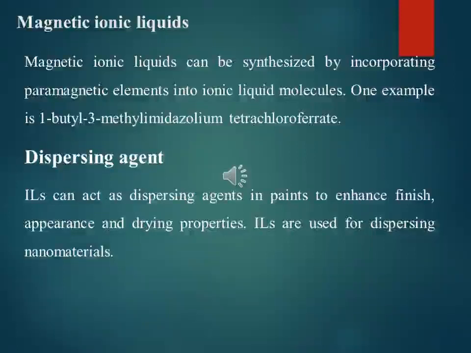Now let's see the commercial applications. Many commercial applications have been considered. Some are in use briefly and others remain under development. One is the dispersing agent. Ionic liquids can act as a dispersing agent in paints to enhance finish, appearance, and drying properties. Ionic liquids are also used for dispersing nanomaterials.